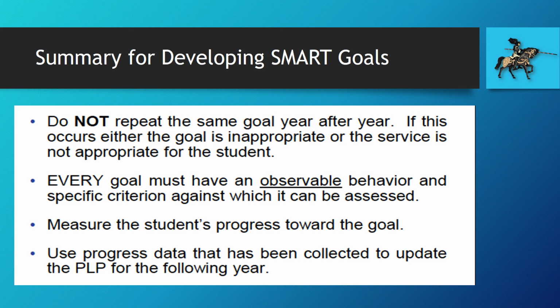Every goal must have an observable behavior and a specific criterion against which it can be assessed. Measure the student's progress toward the goal and use progress data that has been collected to update the present level of performance for the following year.